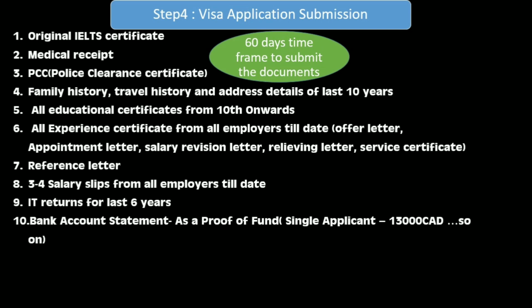If you are a single applicant, you need 13,000 Canadian dollars, and if you're applying with a family, let's say a child or spouse, you need to have 3,000 or 4,000 Canadian dollars for each of the persons going along with you, and upload all the scanned copies of these documents and submit.